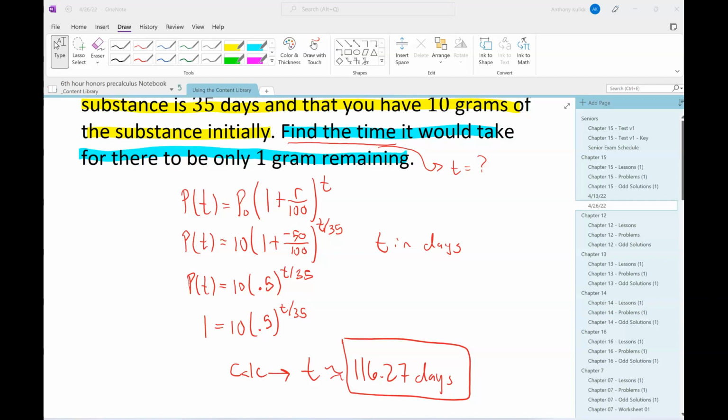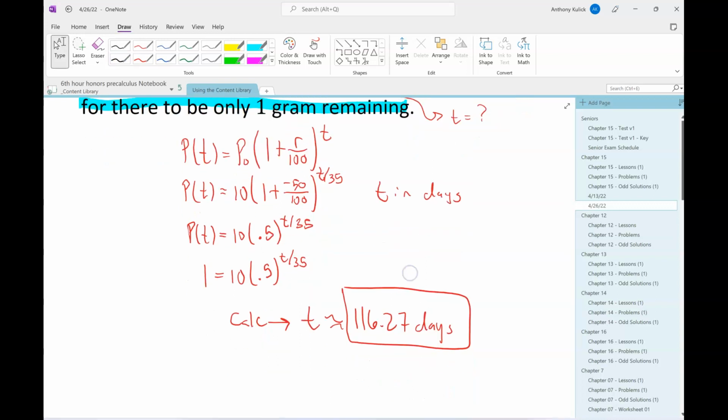Feel good there? No big deal, right? So again, these exponential decay or radioactive decay problems, any different than the previous ones? Nah, man, not really. It's still the same thing.